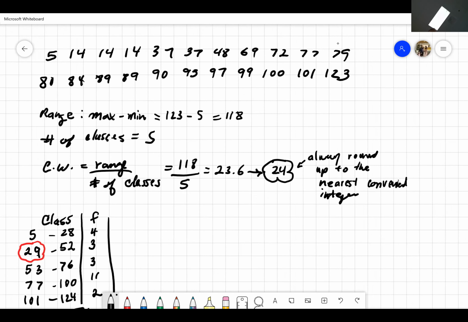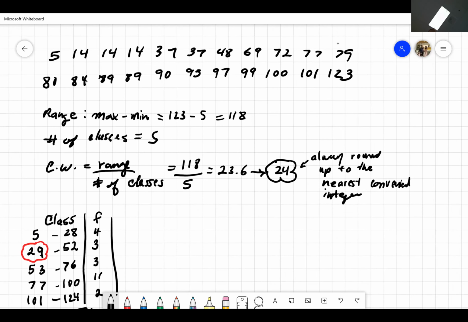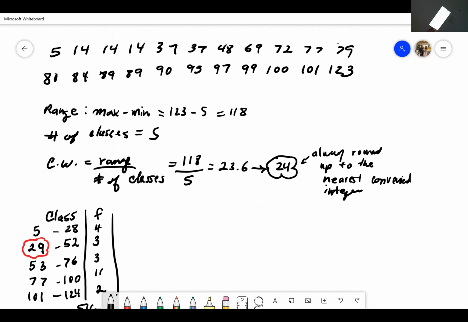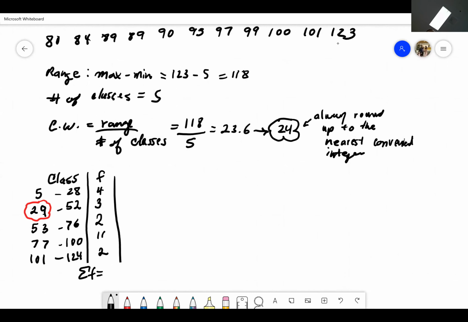The first class we did fine. Second class, we did fine. Third class, the third class is 2. Sorry, 69, 72. 77 doesn't count, 77 is counted in the other one. 1, 2, 3, 4, 5, 6, 7, 8, 9, 10, 11. Now we're good. We have exactly 22.